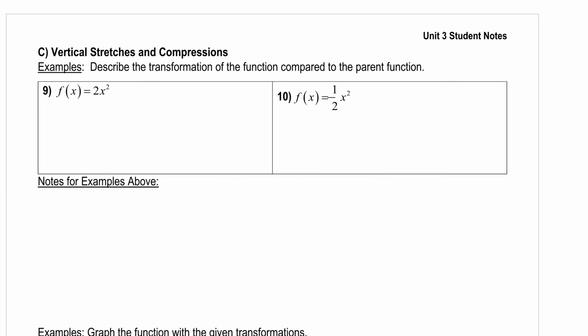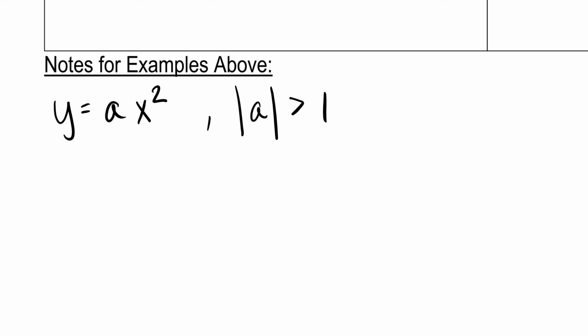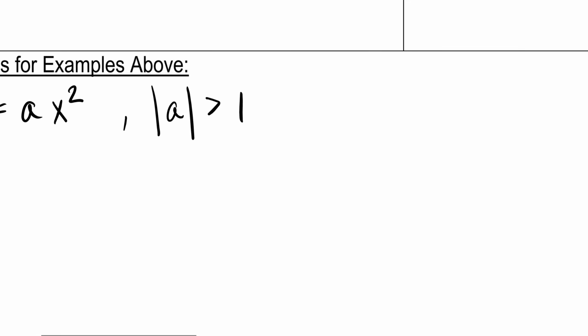Alright, vertical stretch and compress. So before we do that, let's go ahead and write the notes, if it'll let me. Okay, so I could have y equals a x squared, where the absolute value of a is greater than 1. If I have that, where the absolute value of a is greater than 1, then I have a vertical stretch.